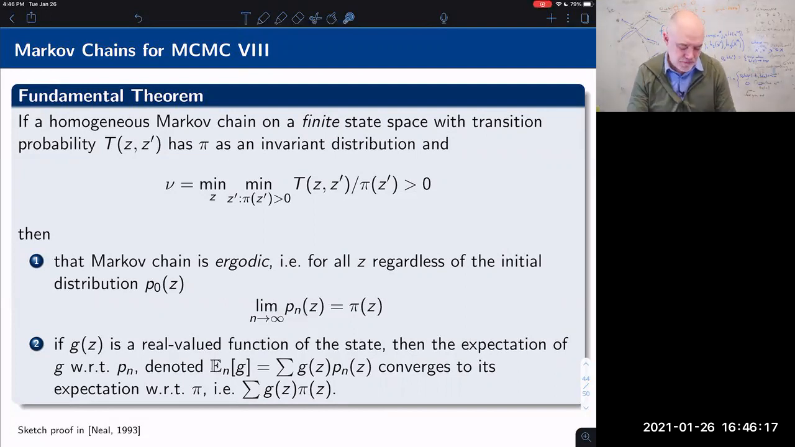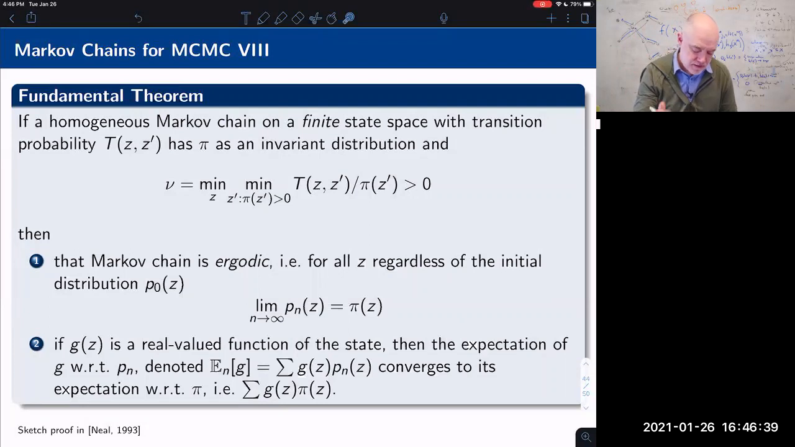It's pretty nice, right? If a homogeneous Markov chain, in other words, a Markov chain whose transition operator is the same at every point in time, on a finite state space with transition probability T(z to z prime), has pi as an invariant distribution, and there exists some number nu, which you can specify, which is greater than 0.